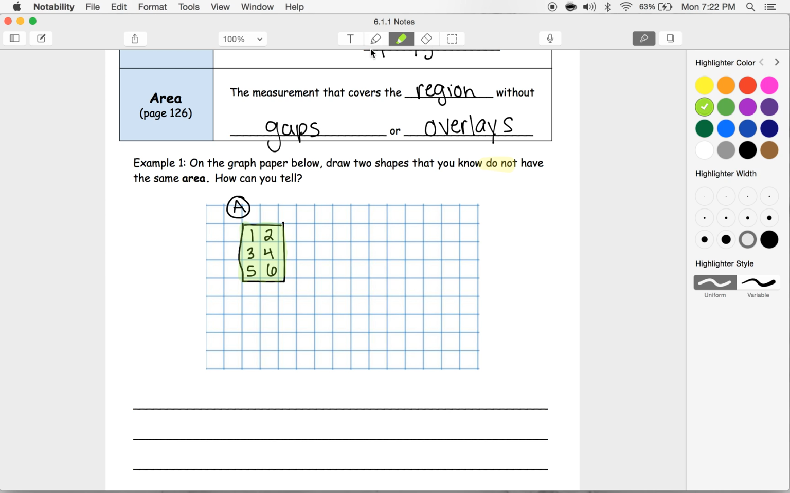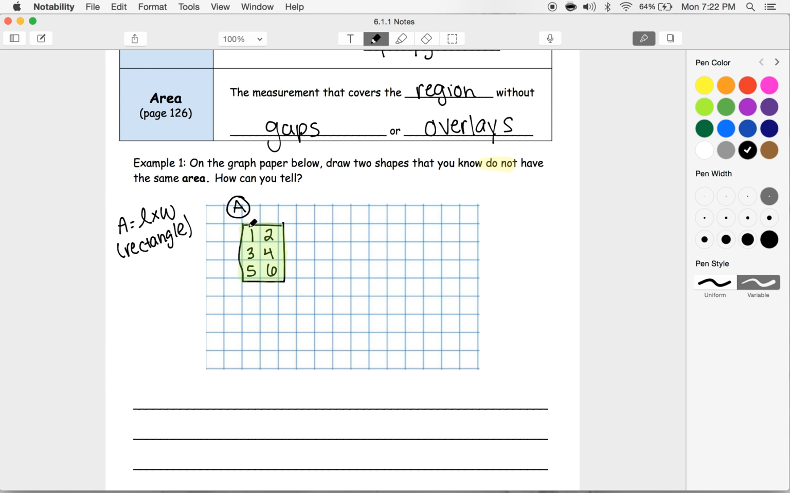Because that's the space inside of it. Now, we also know that for a rectangle, area can equal length times width. This is for a rectangle. And because I drew a rectangle here, I could have also known that this was 3 and this was 2. And I could have done 3 times 2 to figure out that I would have gotten that 6.